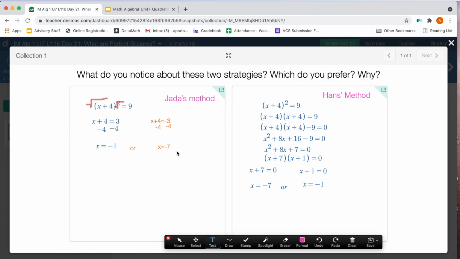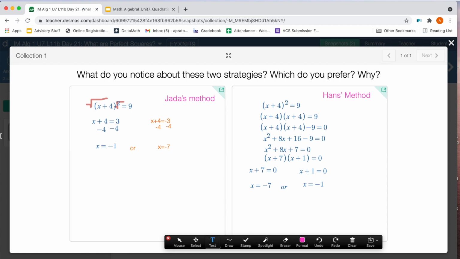On the slide, it asks students to write which method they used. If students don't write the method, you can ask which method was used here, and which method was used here. This method was Jada's, this method was Han's. Then we have this question that's going to allow students to really synthesize their thinking in this lesson. What do you notice about these two strategies? Which do you prefer and why?